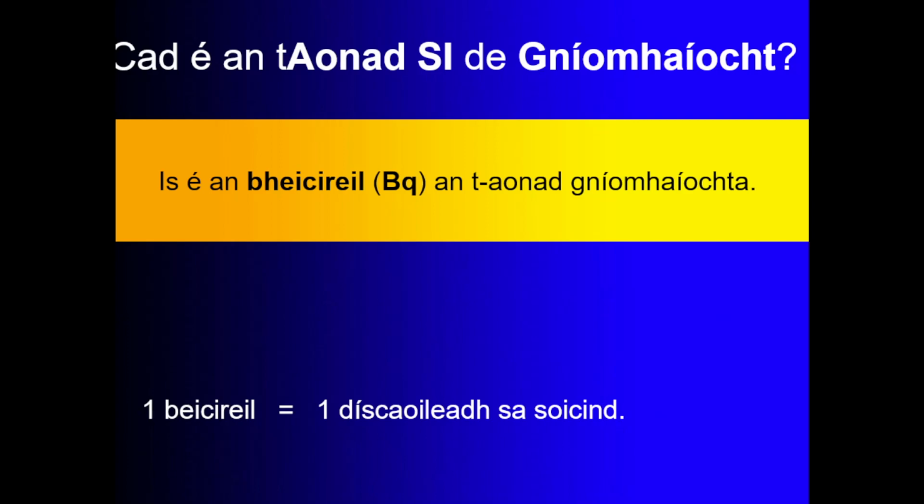So one becquerel is one decay per second of the radioactive substance. It's just easy and short: the substance decays per second, so it's one decay per second, right?